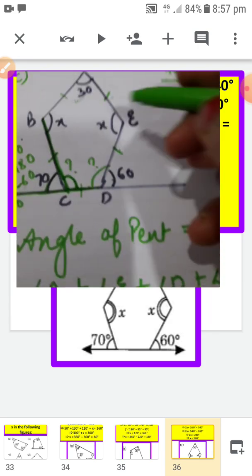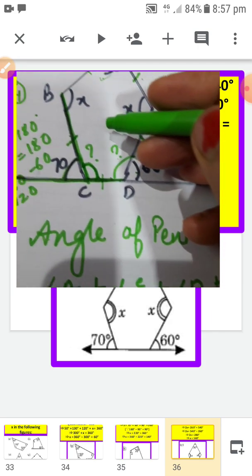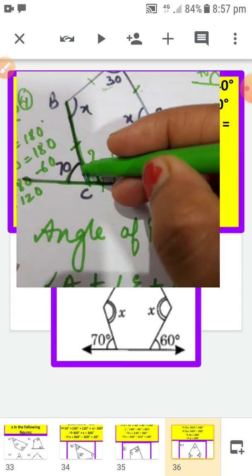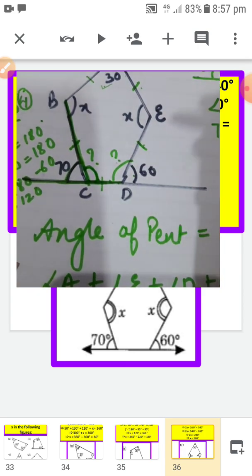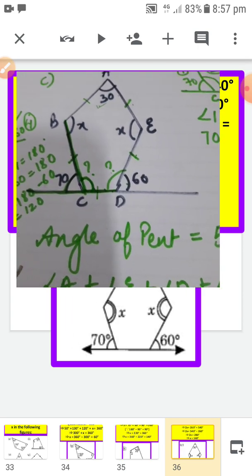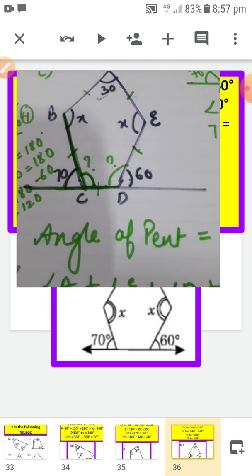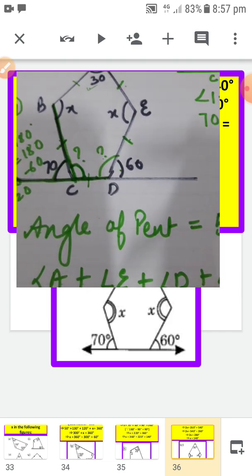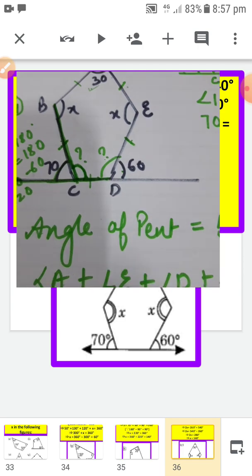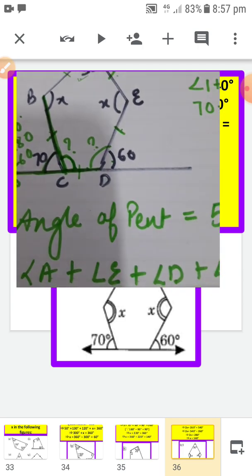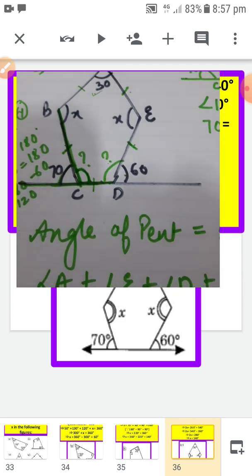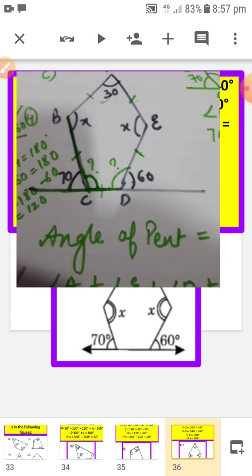So in this question also we have used linear pair for finding this C and D value. Again I am repeating, in linear pair when two angles are lying on the same line, we use addition of both the angles equal to 180. So this will be your linear pair equation.